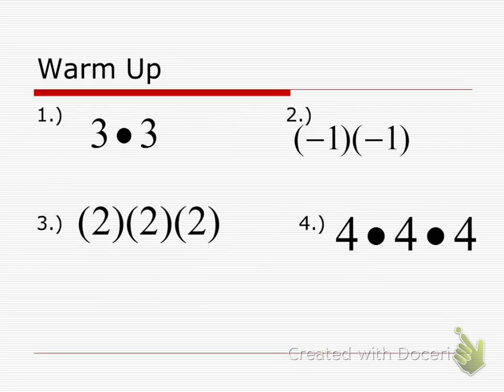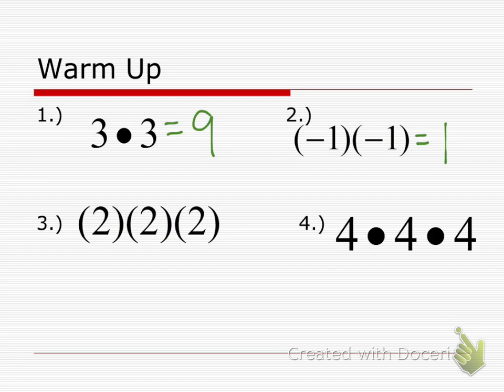On the warm-ups, what operation are we doing on all 4 warm-up problems? Multiplication. Okay, so either a dot or parentheses tells us that we are doing multiplication. 3 times 3. -1 times -1. A negative times a negative is a? 1 times 1 is?